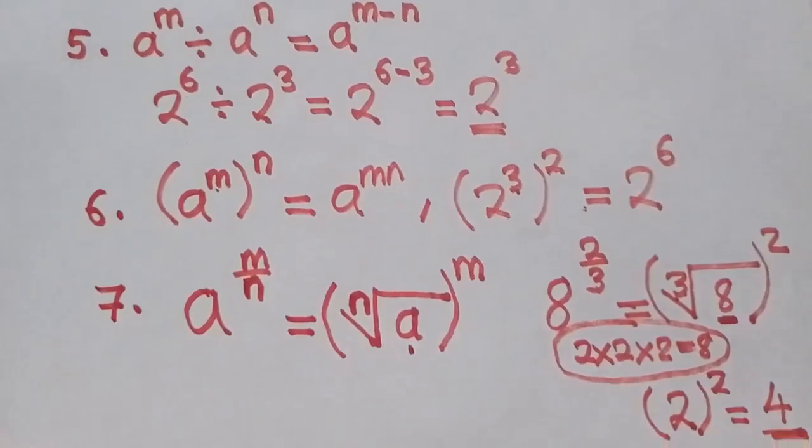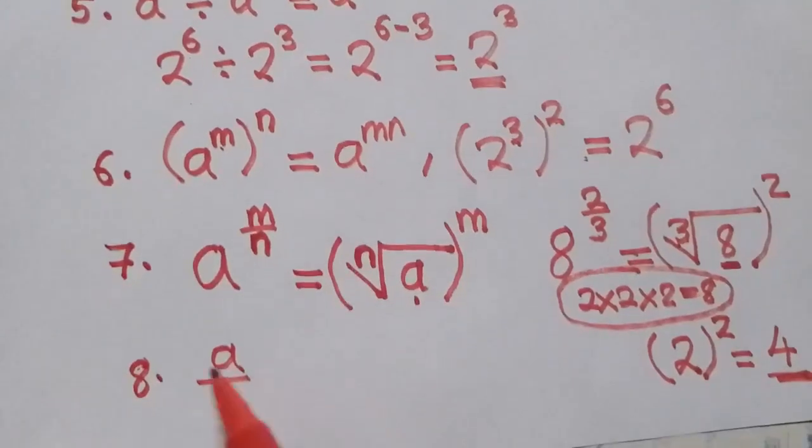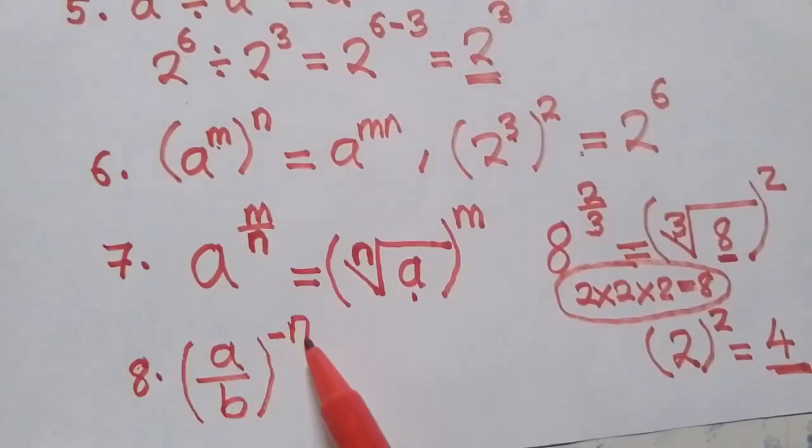We move to the last one. Let us go to the last one. Let's say you've got a number like this, A over B, have you seen? You've got A over B to the power negative n.